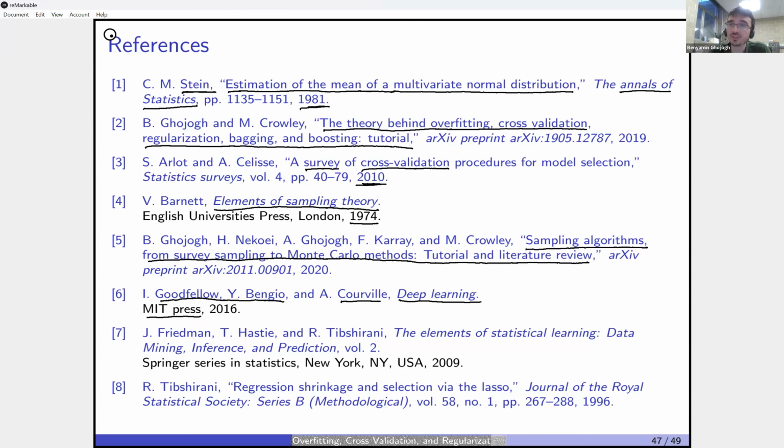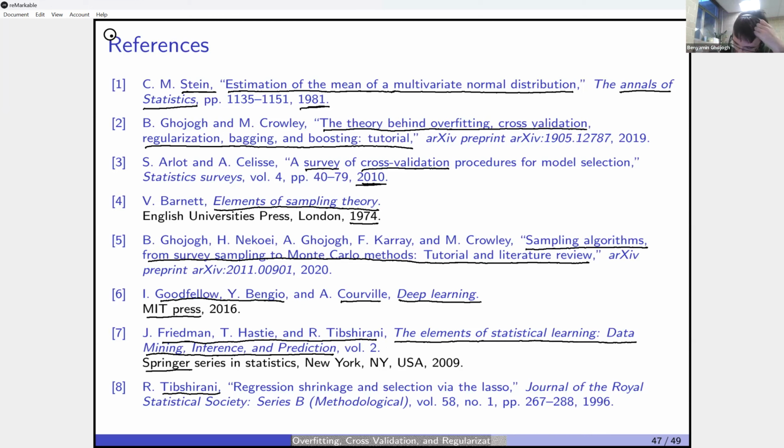So the regularization, the shrinkage. Do you remember the shrinkage factor and these things? It has been mentioned in various places, such as in Elements of Statistical Learning, also in the Deep Learning book, also in my tutorial, The Theory Behind Overfitting and Cross-Validation, also in the lectures of Professor Ali Ghodsi, etc. So this is the book, Elements of Statistical Learning: Data Mining, Inference, and Prediction by Friedman, Hastie, and Tibshirani in Springer.